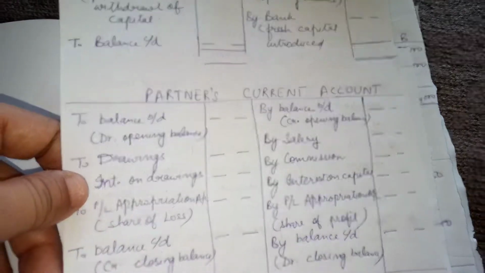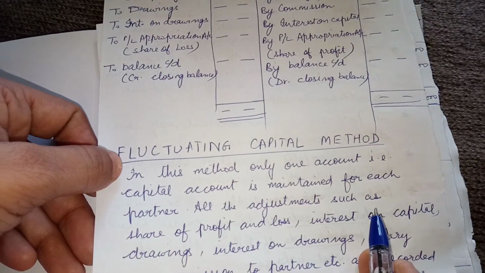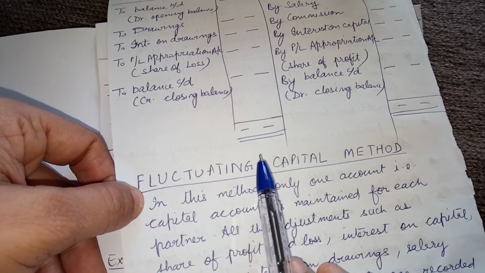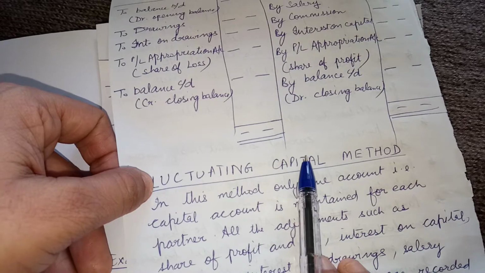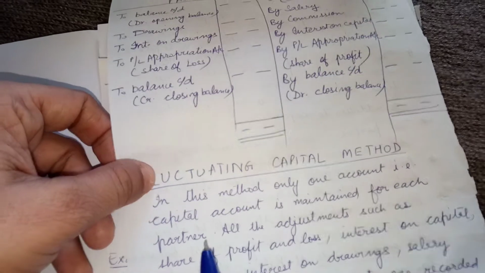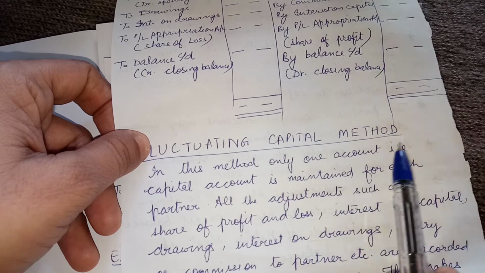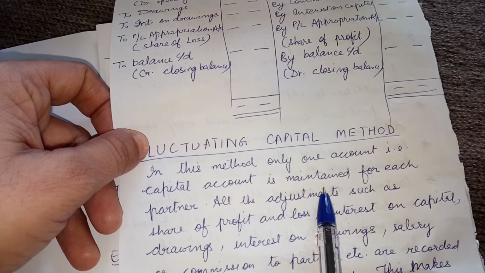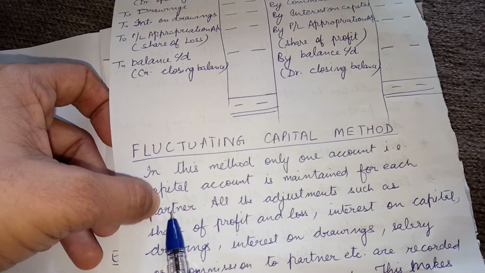The other method is the fluctuating capital method. So here when we make the account, its balance keeps on fluctuating. We can say in this method only one account, that is the capital account, is maintained for each partner. Means only one single account is maintained.